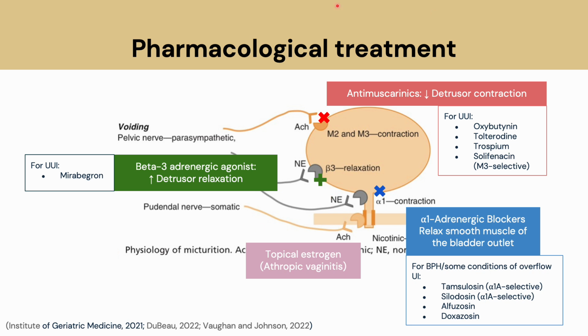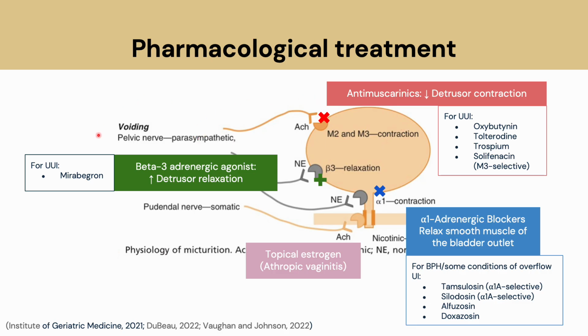First, about urge UI. The goal is to relax the bladder or decrease the detrusor activity. So the main drug classes are antimuscarinics and beta-3 adrenergic agonists. Antimuscarinics work by blocking the M3 receptor, resulting in decreased detrusor contraction. These are the common agents of this drug group.